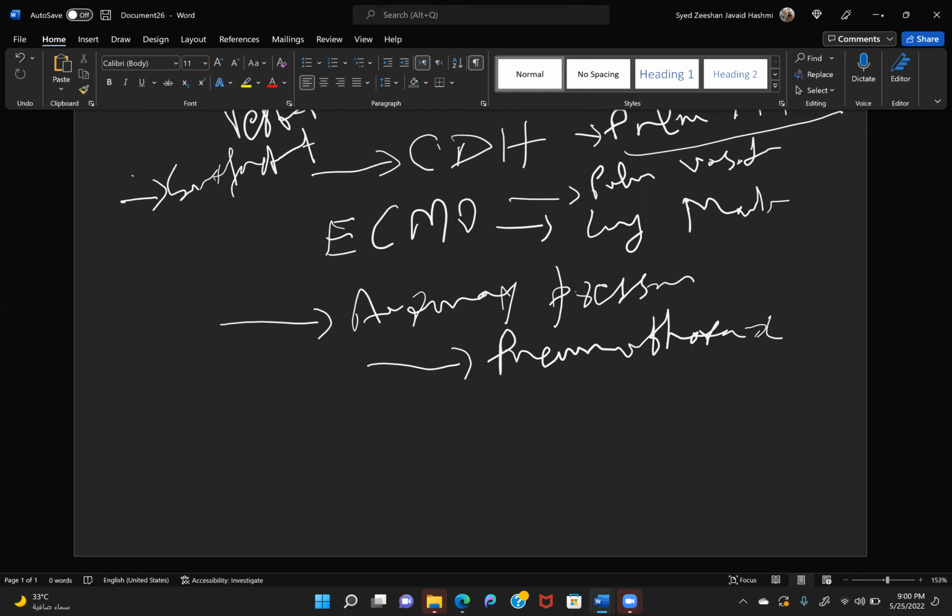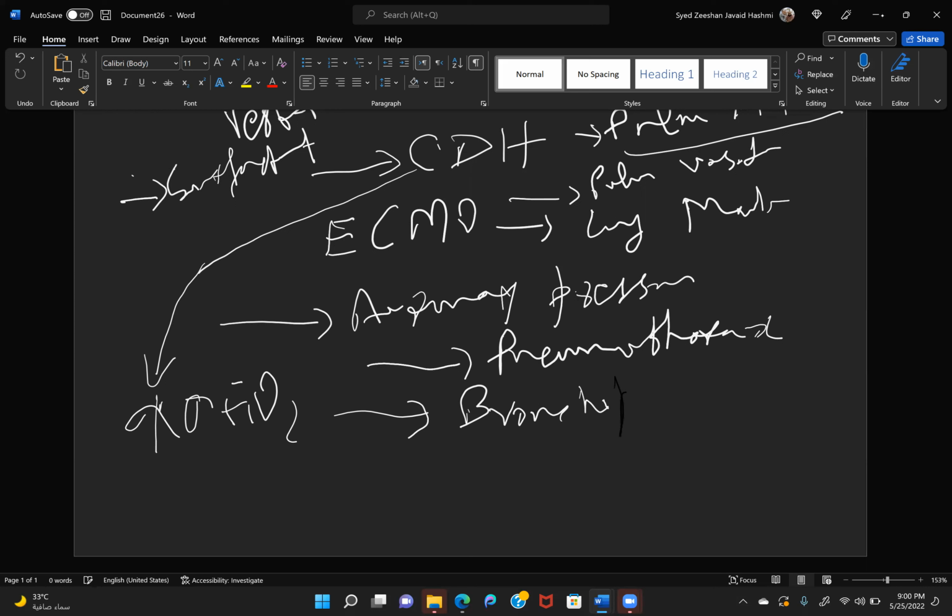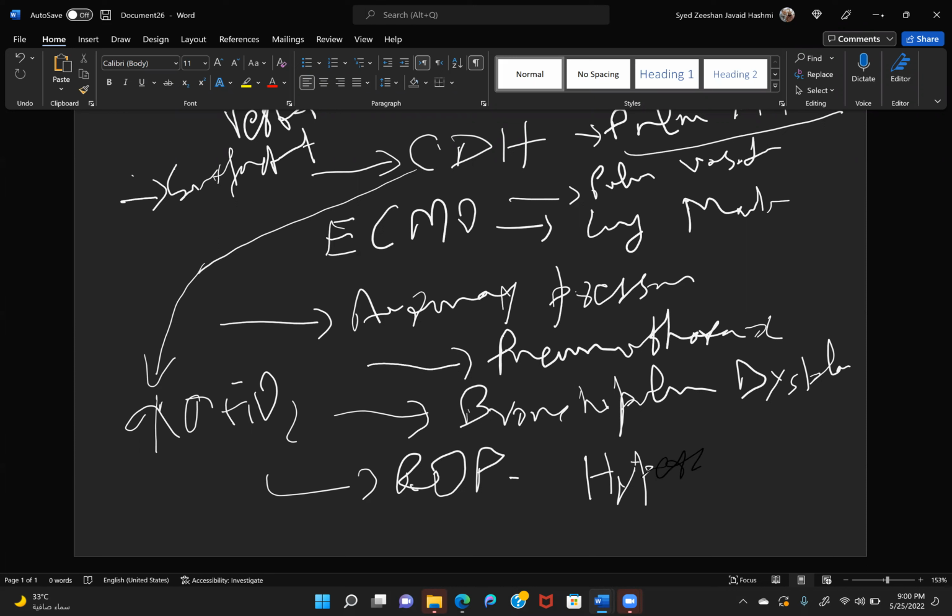Another thing is that in these patients there will be a high requirement of FiO2. But if you are giving high FiO2, there are chances of bronchopulmonary dysplasia, and also chances of retinopathy of prematurity. So actually, you have to titrate at the lowest possible FiO2 with permissive hypercapnia, and also maintain the airway pressures. So this is how you have to proceed in congenital diaphragmatic hernia.